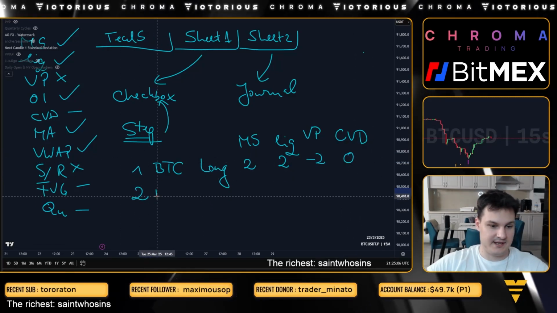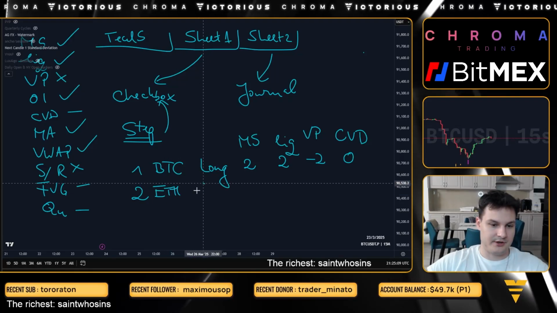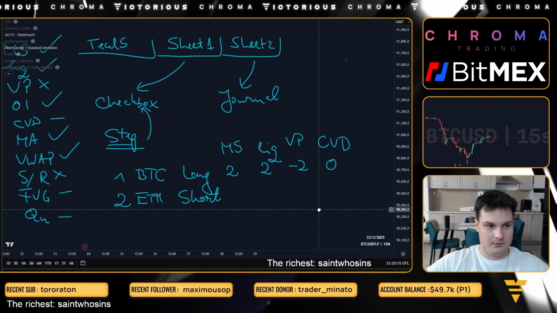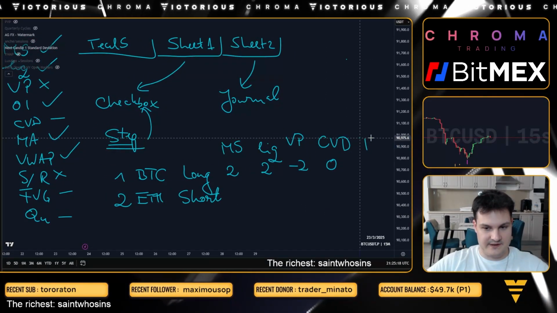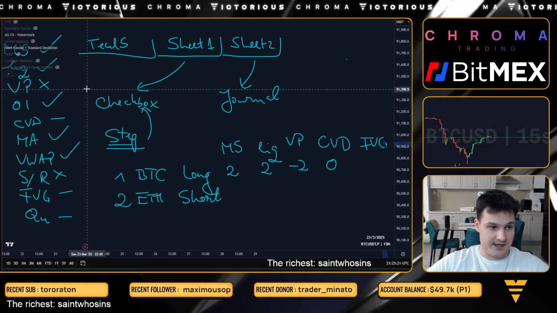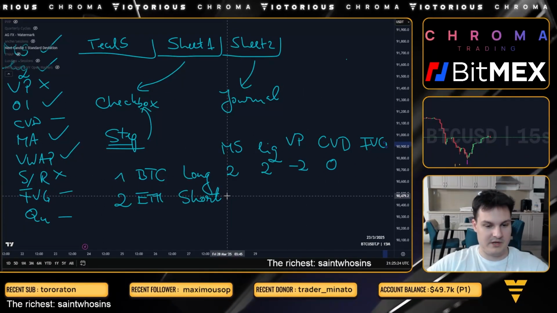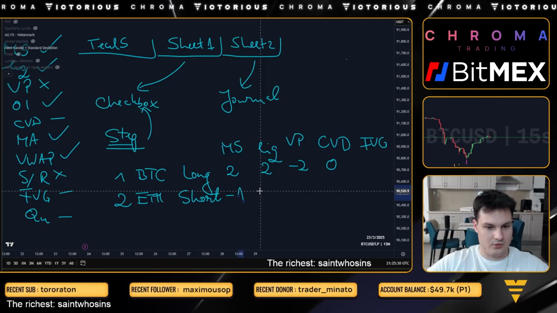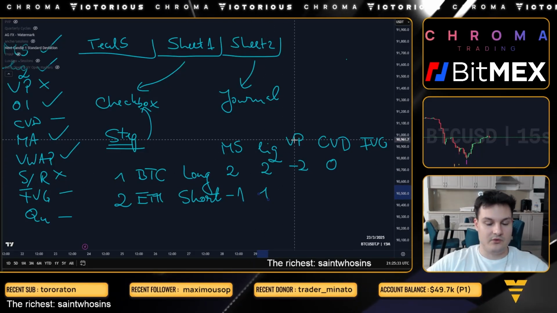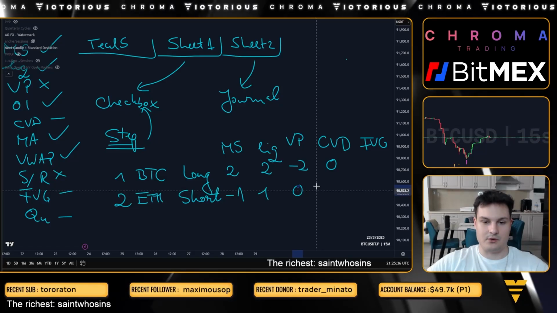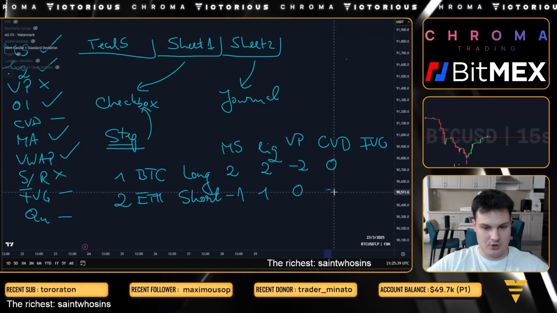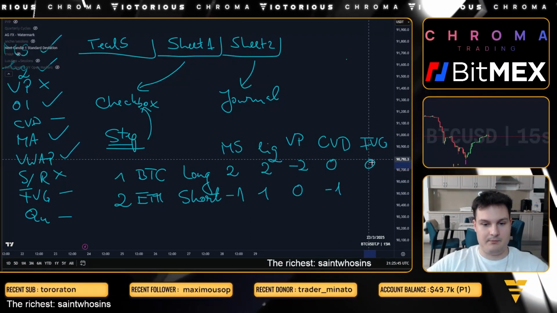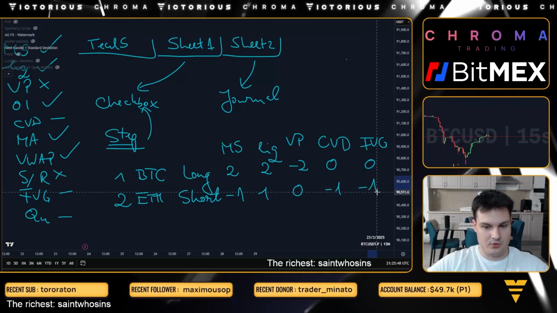You take the next trade, let's say it's an ETH short, and just for the sake of not writing even more columns, let's just write fair value gap. Let's say that for this trade we had the market structure in our favor but we lost, the liquidity wasn't in our favor, so we're gonna put a +1. The volume profile told us nothing, so I'm gonna put a 0. CVD told us to short, so I'm gonna put a -1 because it was a short that we lost. And the fair value gap told us to short again, so I'm gonna put a -1 again.